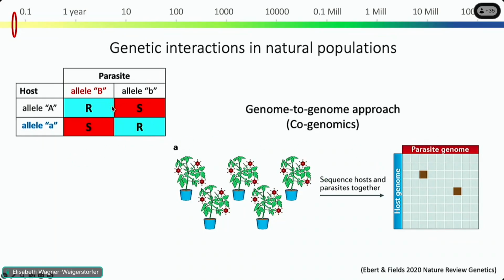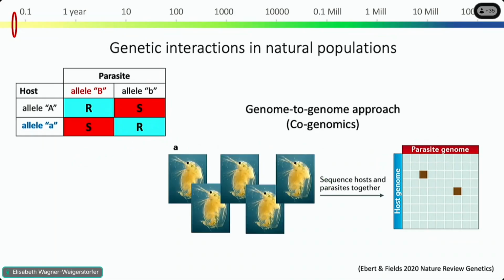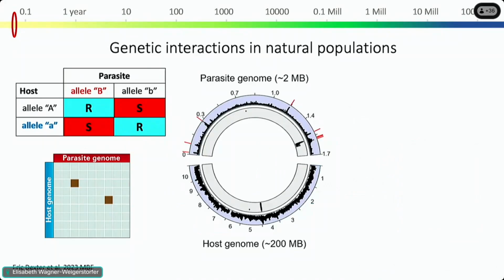So we didn't do this with plants, we did this with Daphnia. So this was the experimental design, 250 Daphnia from one population collected, and then we sequenced the Daphnia and the parasite together. And this is now the way I present you the data. Let me walk you through what this graph actually means here.